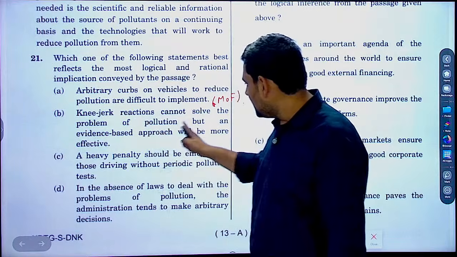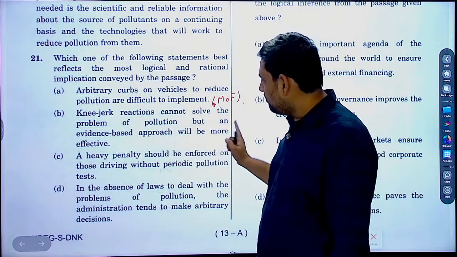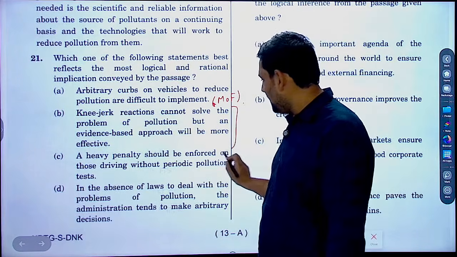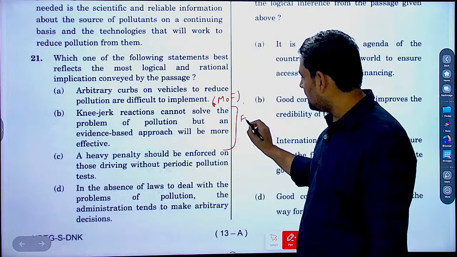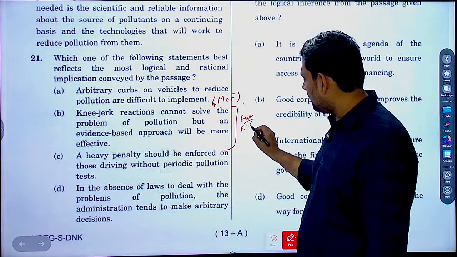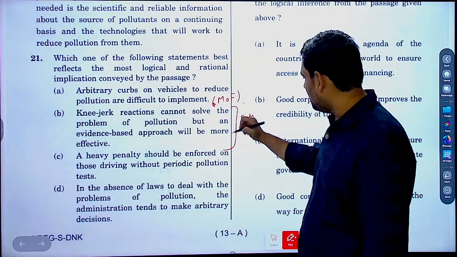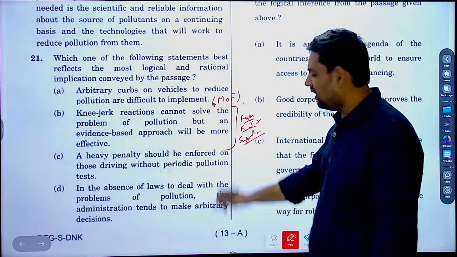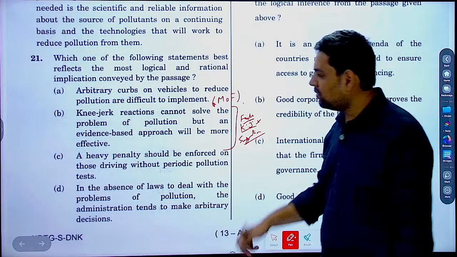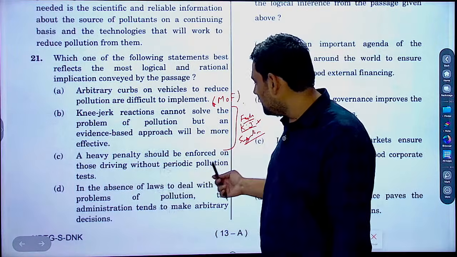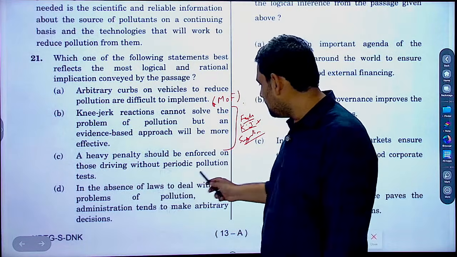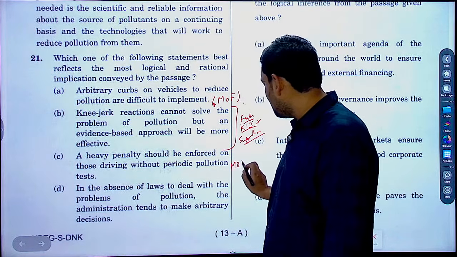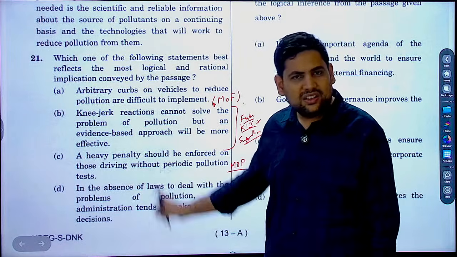Then knee-jerk reactions cannot solve the problem of pollution, but an evidence-based approach will be more effective. That means this passage will be first giving you the facts why the knee-jerk reactions won't work, and then it might be giving you some suggestion also at the end. I'm doing it a different way just to explain you. Then a heavy penalty should be enforced on those driving without periodic pollution test. What do you think? Not very likely. If it is a matter of fact passage entirely, then it may be true.